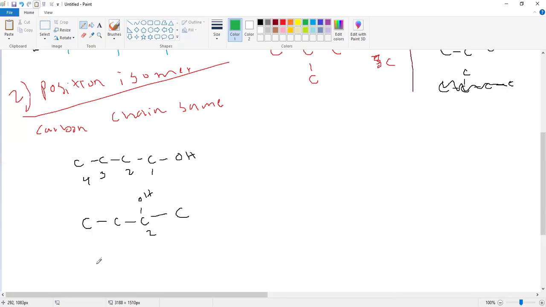Now let's say the OH is here. Now the OH is here. Tell me, is the OH on the second carbon or the third carbon? Answer me. My third structure. Tell me whether the OH is on the second carbon or the third carbon.